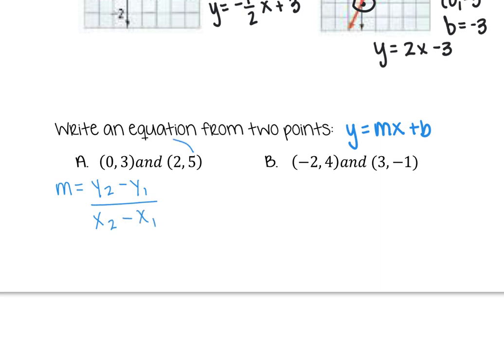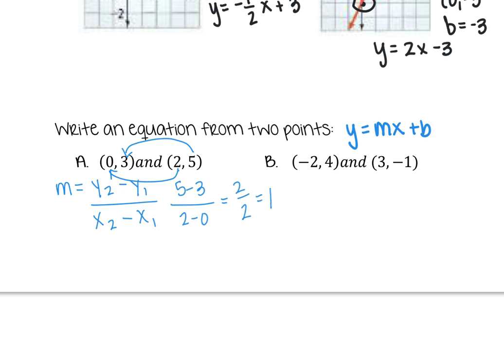So y minus y, 5 minus 3 over 2 minus 0. 5 minus 3 would be 2. 2 minus 0 is 2. So 2 over 2 is a slope of 1.